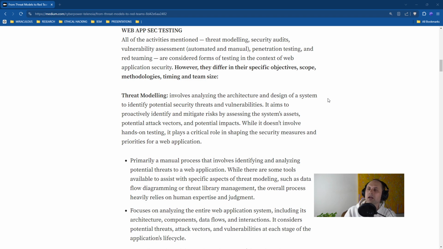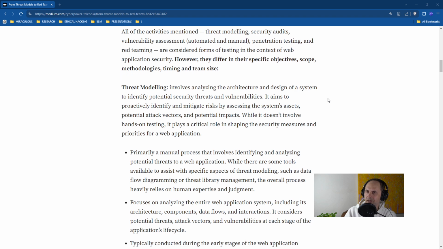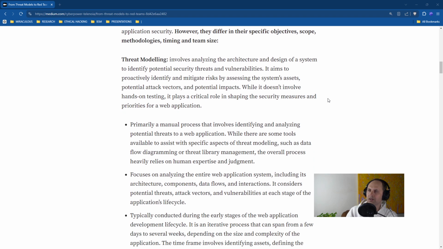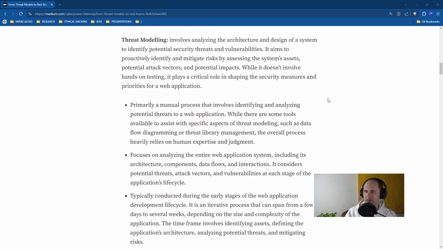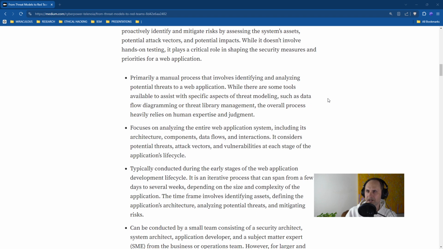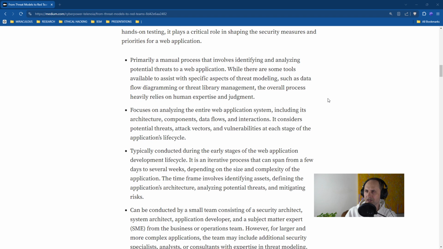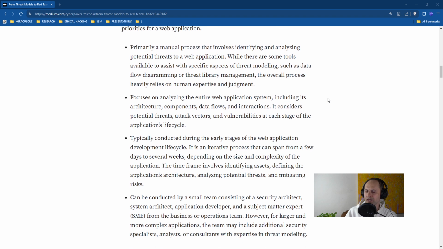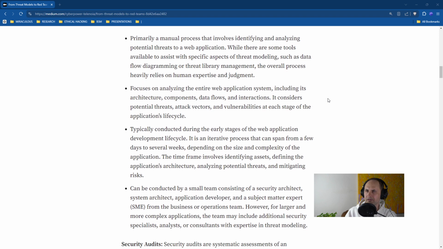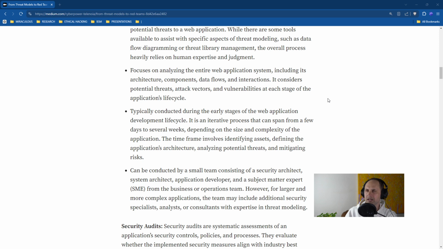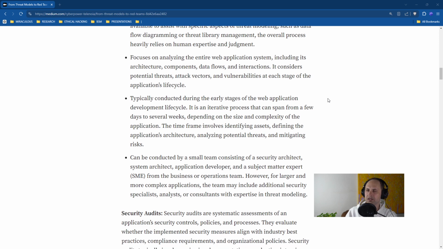So threat modeling. It involves analyzing the architecture and design of a system to identify potential security threats and vulnerabilities. It aims to proactively identify and mitigate risks by assessing the system's assets, potential attack vectors, and potential impacts. It doesn't involve hands-on testing. It plays a crucial role in shaping the security measures and priorities for a web application. It's primarily a manual process that involves identifying and analyzing threats to a web application. There are some tools available to assist with specific aspects, such as data flow diagramming or threat library management. And the overall process heavily relies on human expertise and judgment.